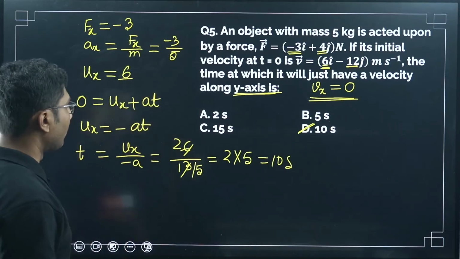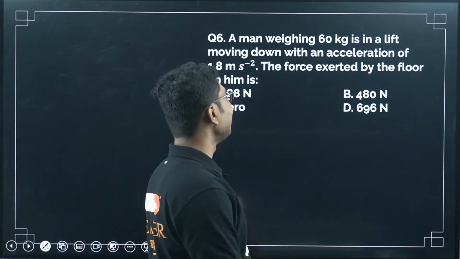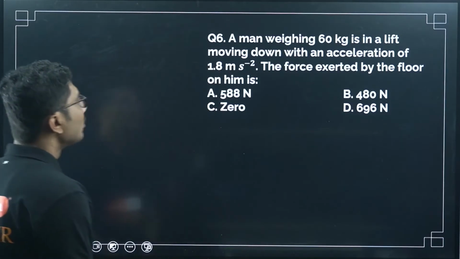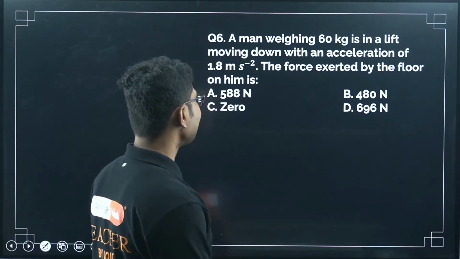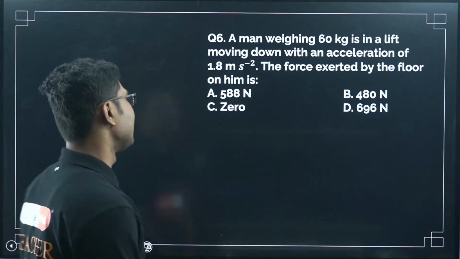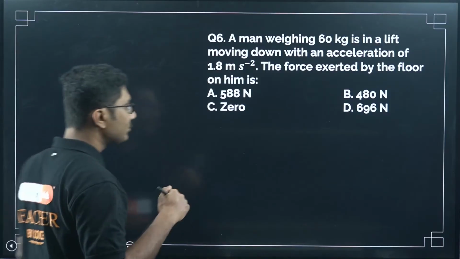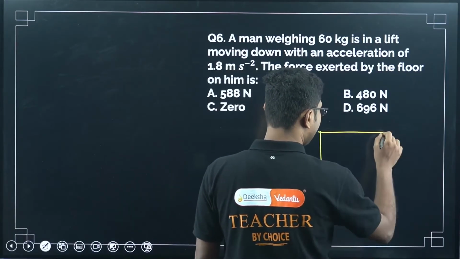Okay. Now let's move on. A man weighing 60 kg in a lift moving down with an acceleration of 1.8 meter per second squared. The force exerted by the floor on him is. So we have solved this problem, and we will be solving this problem again.